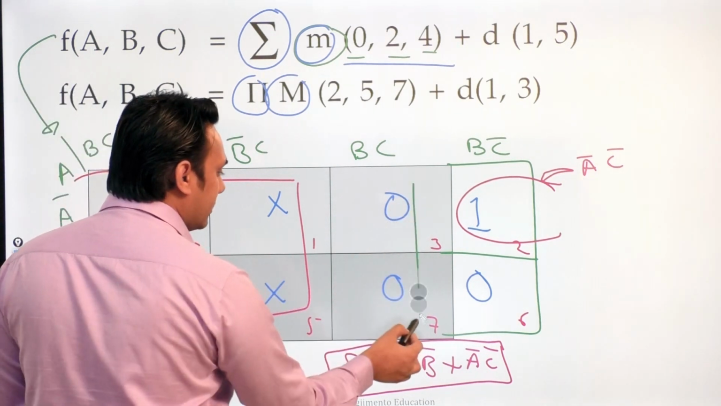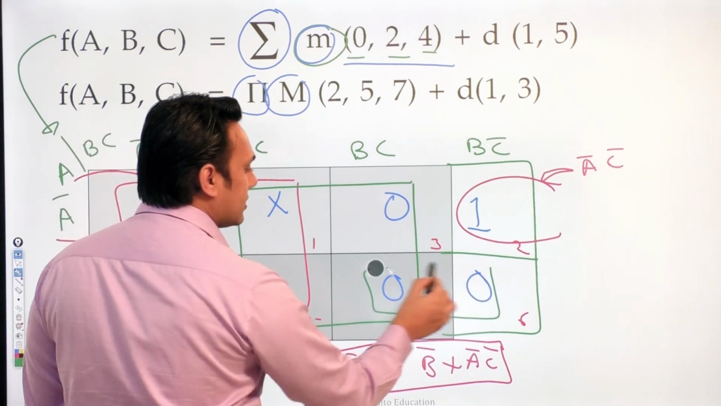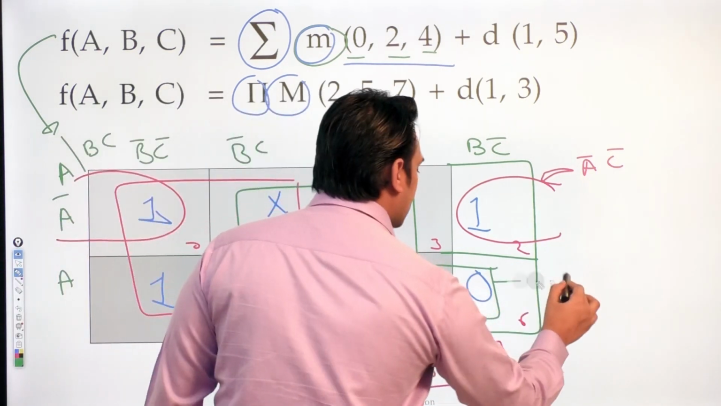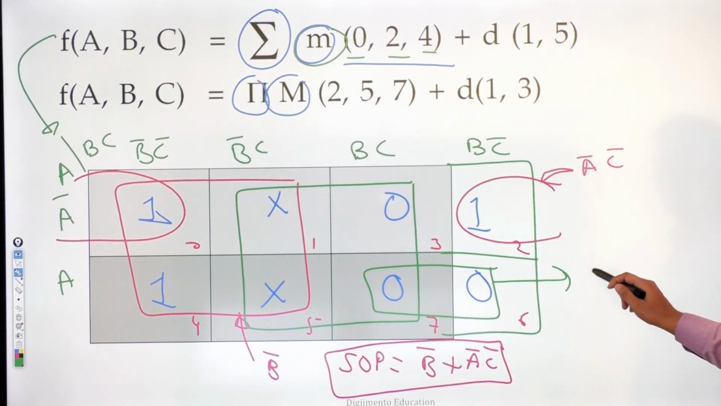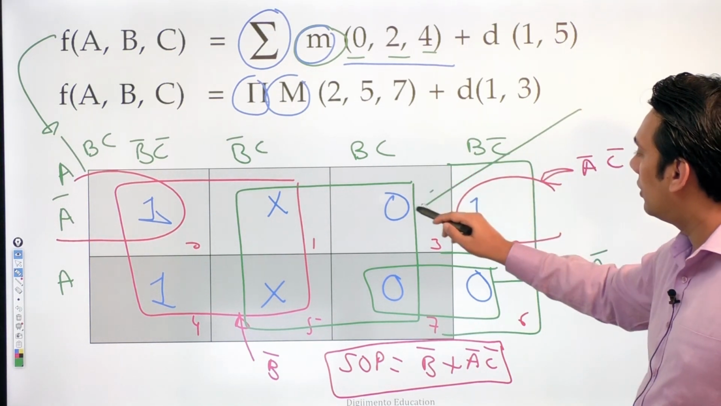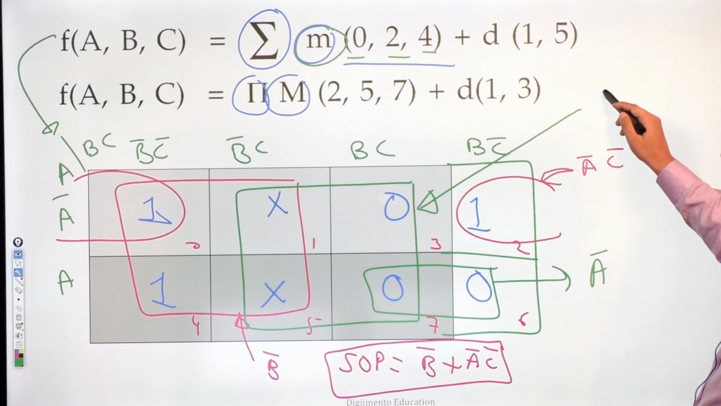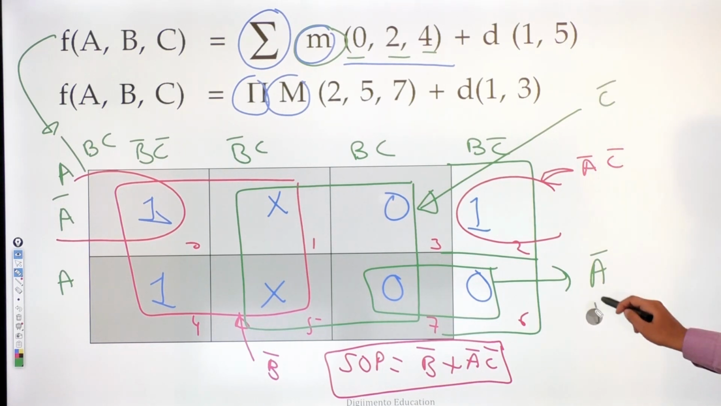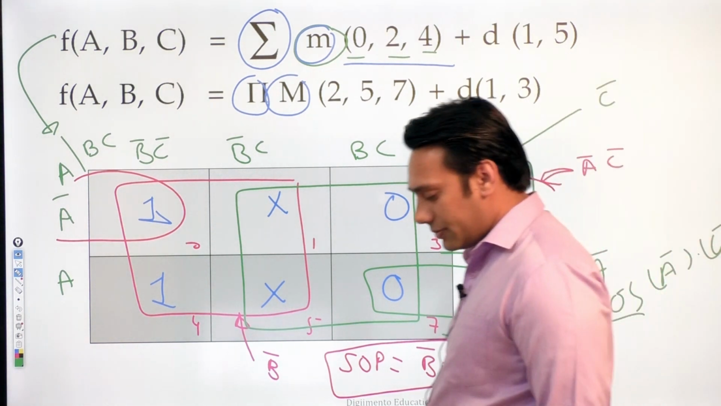So I can combine this don't care with this and make these a subcube. This subcube here is representing your A complement, and this subcube here is representing your C complement. Therefore, your POS expression will be A complement dot C complement. So this will be your product of sum expression.